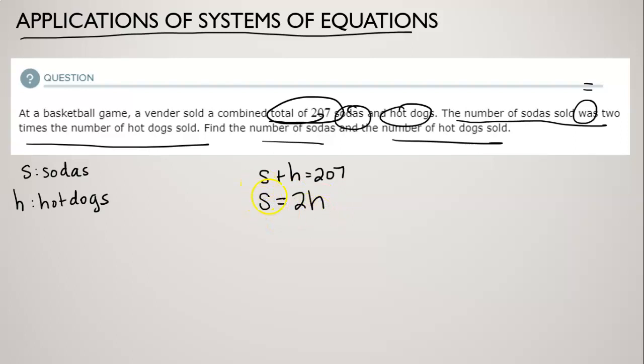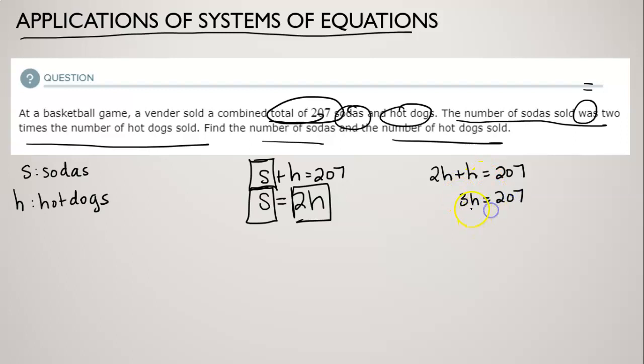I'm going to use substitution for this because I see that S is already isolated. S is equal to 2H, so I can replace S in the other equation with 2H. So this becomes 2H plus H is equal to 207. 2H plus 1H is 3H equals 207. We're going to divide 207 by 3. And so we find out that there were 69.